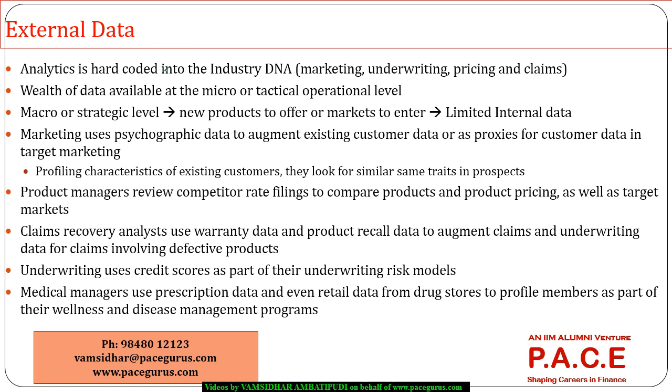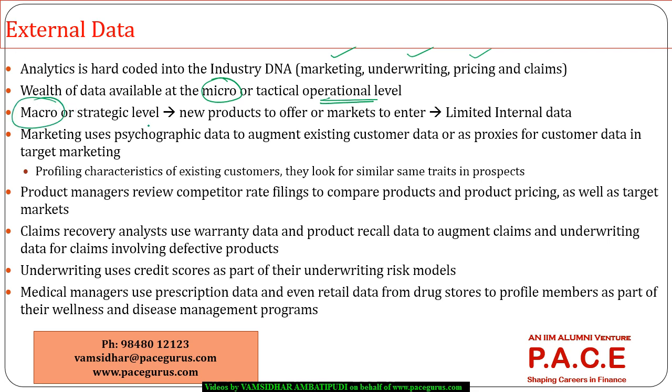Now, though insurance companies have a large volume of data, some data is available in plenty with the insurance companies, especially when we talk about the micro level data, which is the operational level data. A lot of insurance companies have a lot of information relating to marketing, underwriting, pricing, a lot of micro level data, policy level data, and all such kind of stuff is available in plenty with the organization.